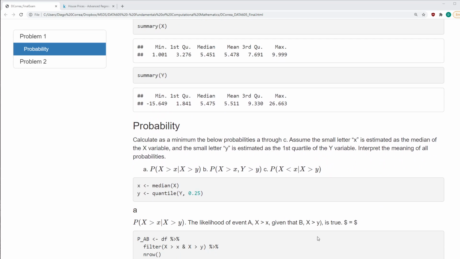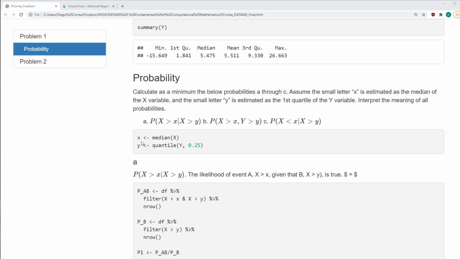Next, the probability. Calculate as a minimum the below probabilities A through C. Assume the small letter x is estimated as the median of the x variable, and the small letter y is estimated as the first quartile of the y variable. Interpret the meaning of all probabilities. I create our variable small x, which is equal to the median of the random variable x, and small y is equal to the first quartile of y.